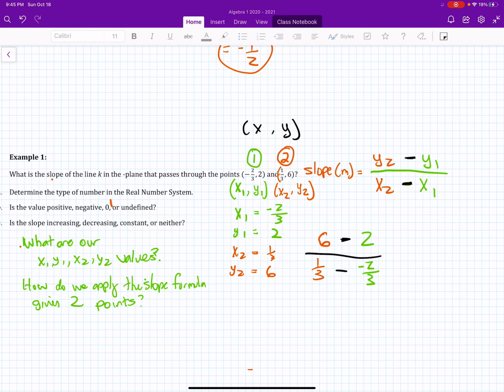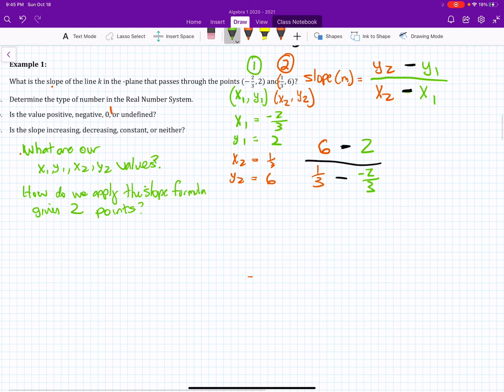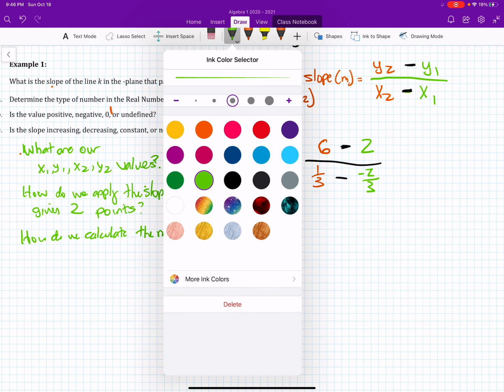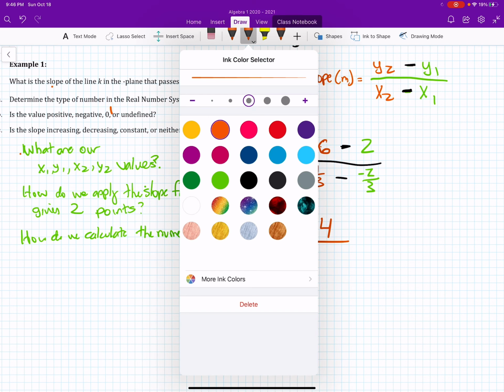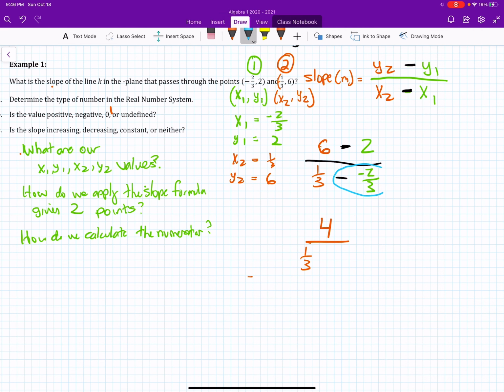So now the next question we have to ask is, how do we calculate the numerator? And that's by solving for that difference. 6 minus 2 is 4. Here we have something interesting because, again, we have subtracting a negative, which means we're just adding the two values together. So now we have 4 over 1/3 plus 2/3. That's 3/3, and 3/3 is just 1.